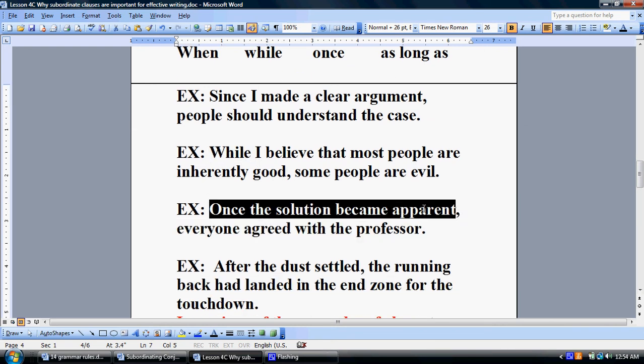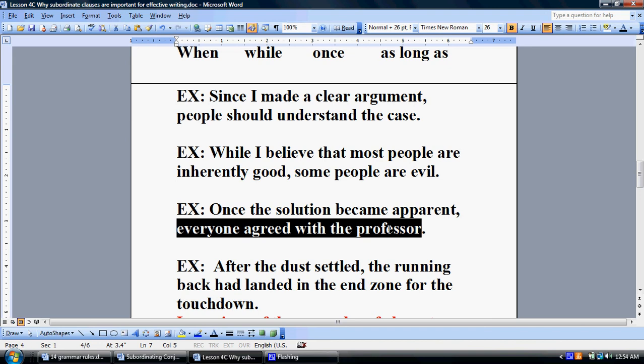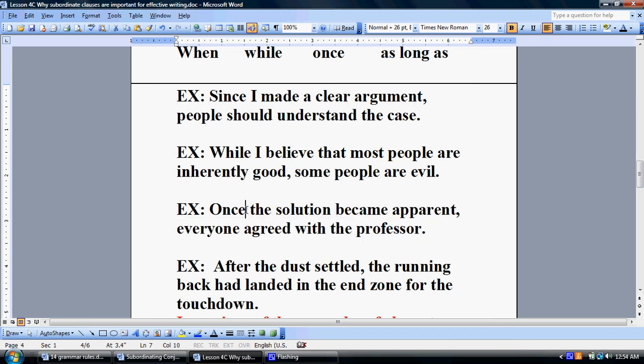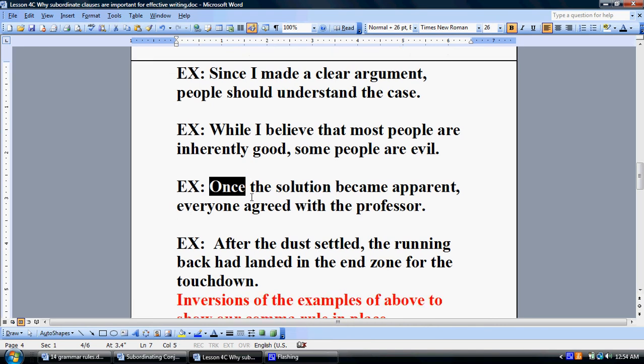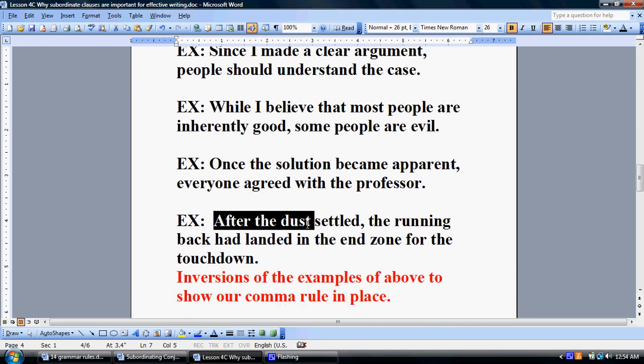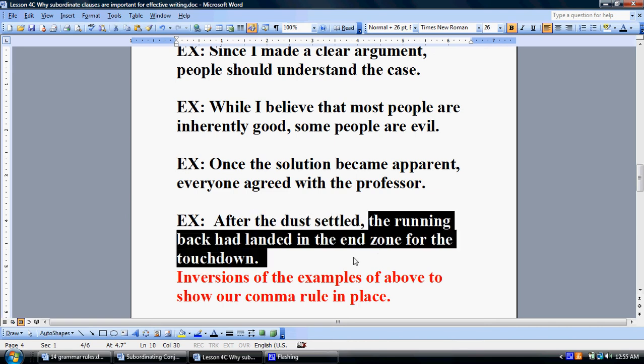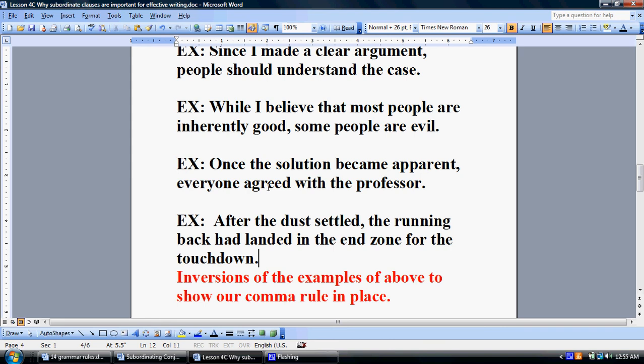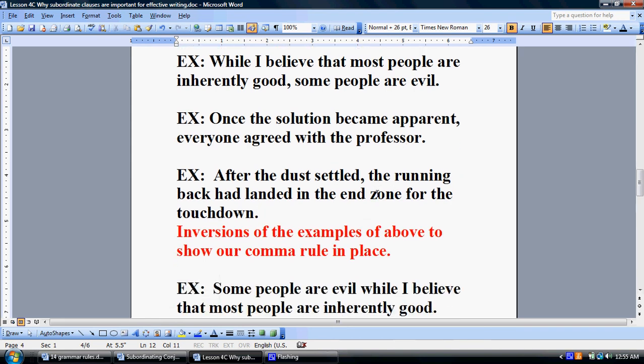Once the solution became apparent, everyone agreed with the professor. And here it is. This happened after this one. So that once is a time relationship. After the dust settled, the running back had landed in the end zone for the touchdown. Notice that the dust had settled, then people saw this. Once again, it's the relationship of perception in time.